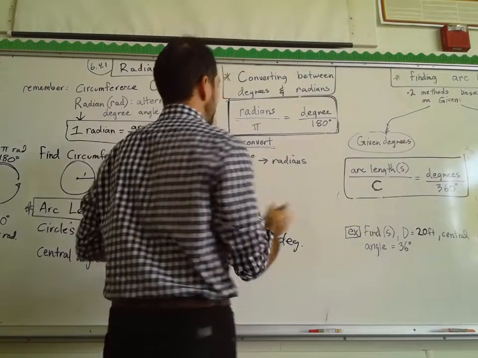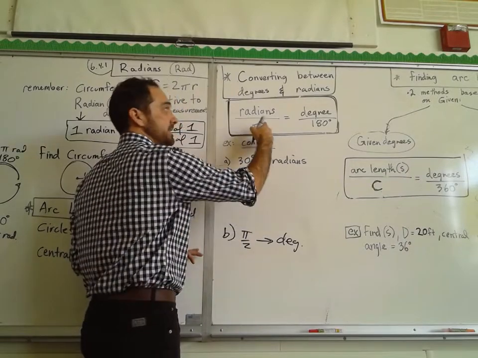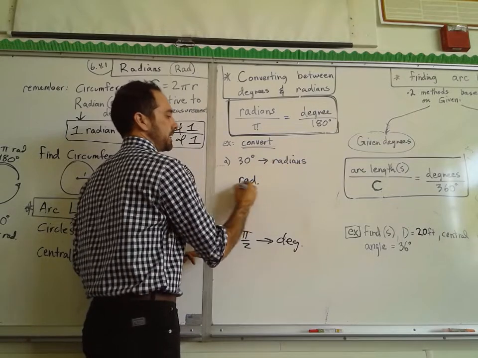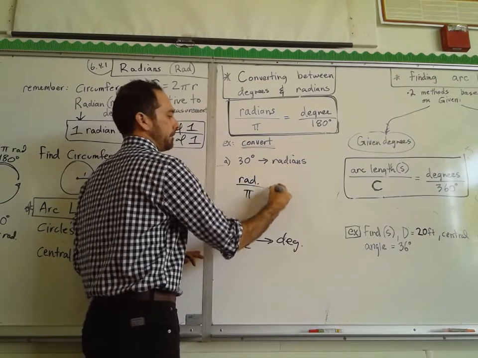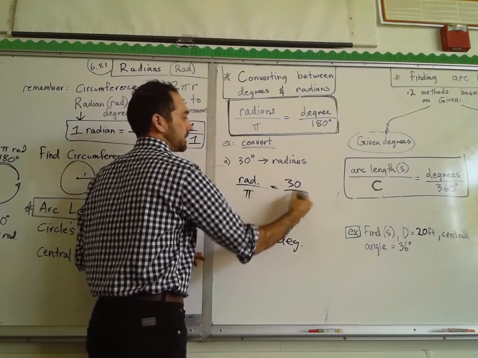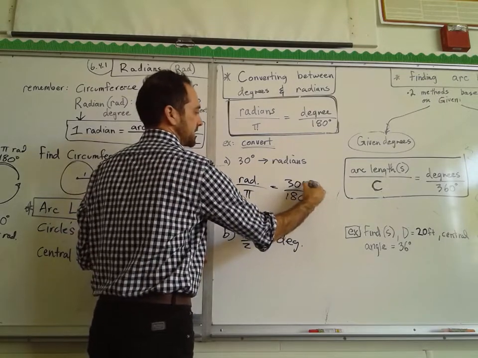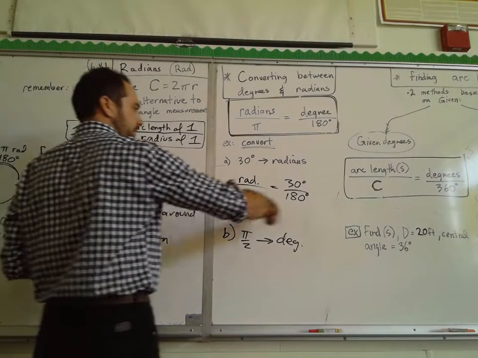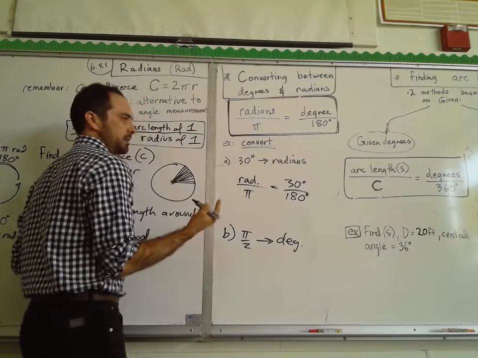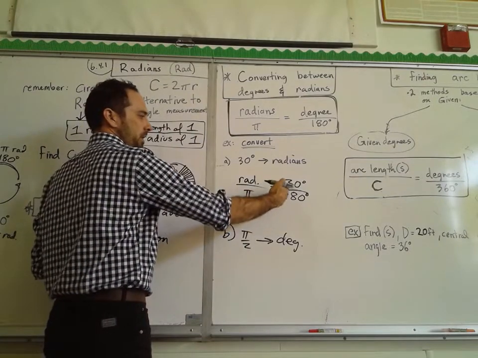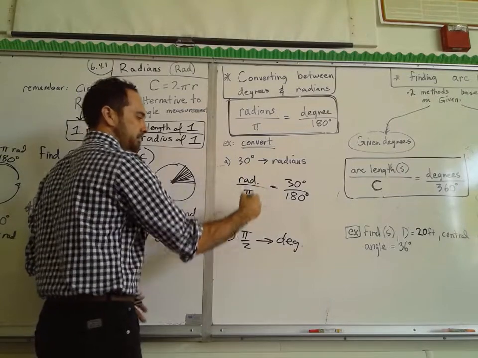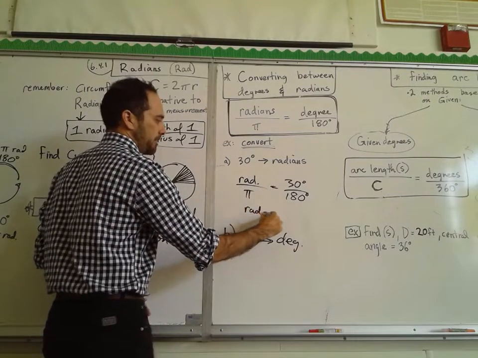So watch what I'm going to do here. I'm going to set this exact thing up down here. We're looking for the radians, so I leave rad on top. Pi, I have 30, I have 180. You see how I just set that ratio up? I set up my two ratios equal to each other as a proportion. And these are all number values. Pi is a number value. What is left that I need to find is my radian measure.